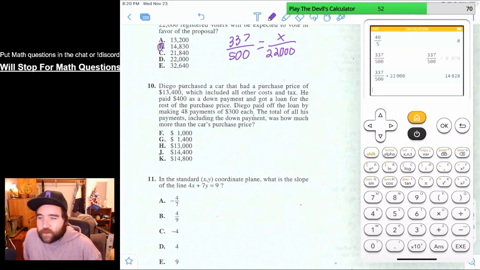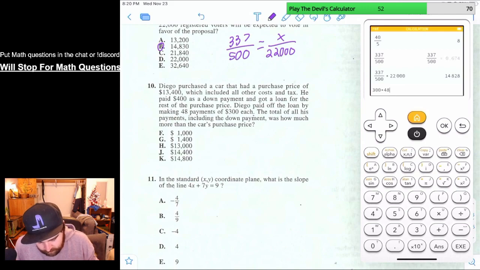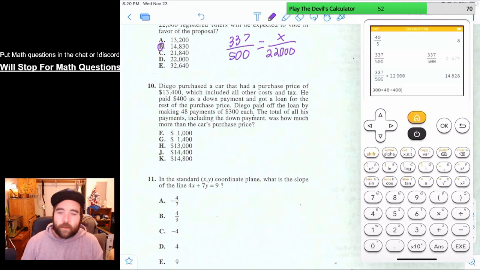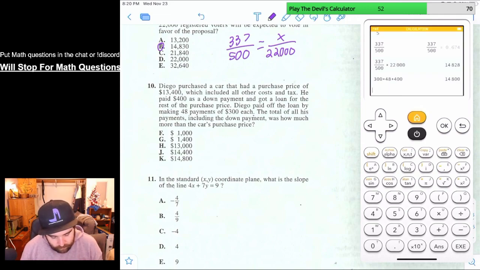All right, that's a cool question. So how much in total did he pay? Well, he paid $300, and he did it 48 times, but he also paid the original 400. So 300 times 48 plus 400. So we paid a total of 14,800.